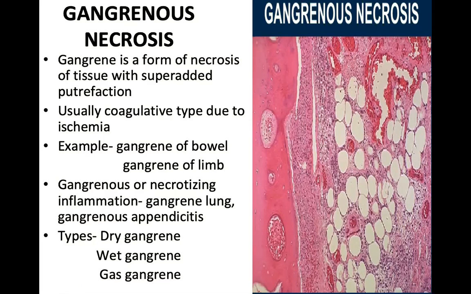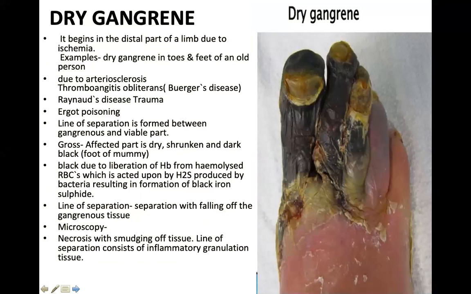Inflammation with different types of cells combined. So we have three types. We have dry gangrene, wet gangrene, and gas gangrene. Okay, so yan, dry gangrene. It begins with the distal part of the limb. Class, for example, patients with diabetes, okay?